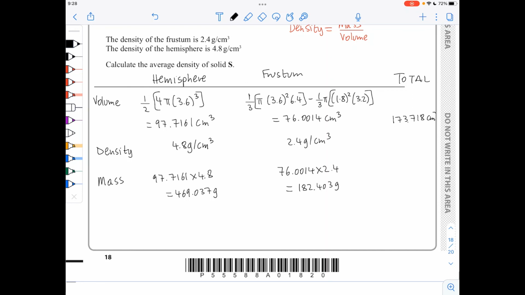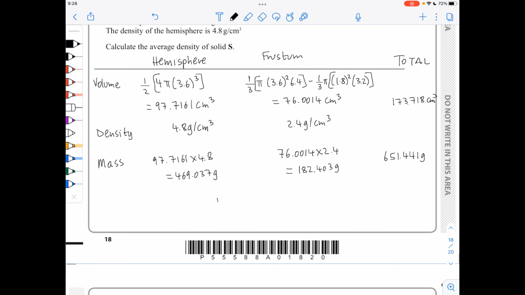Now, the total volume is just the sum of the two volumes, which gives an answer of 173.718 cubic centimeters, and the mass is 651.441 grams, which means that the density is just this mass of 651.441 over the total volume of 173.718, which gives an answer of 3.75 grams per cubic centimeter. If you maintain full accuracy throughout this question, you get exactly 3.75 grams per cubic centimeter.